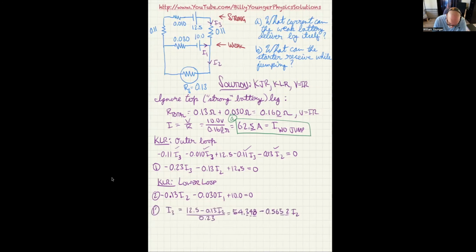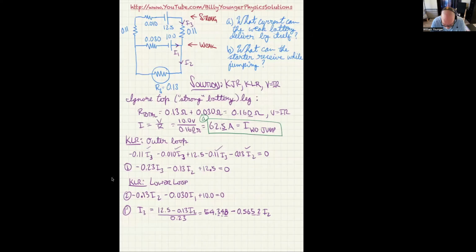So let's do that. Actually, no, I'm taking equation 1, and I'm now trying to solve that for I3. So if I pulled negative 0.23 I3 to the other side, it would become positive 0.23 I3, and then I'd have 12.5 minus 0.13 I2. That's exactly what I have here. And then I have to divide by positive 0.23, the coefficient of I3, to solve for I3.